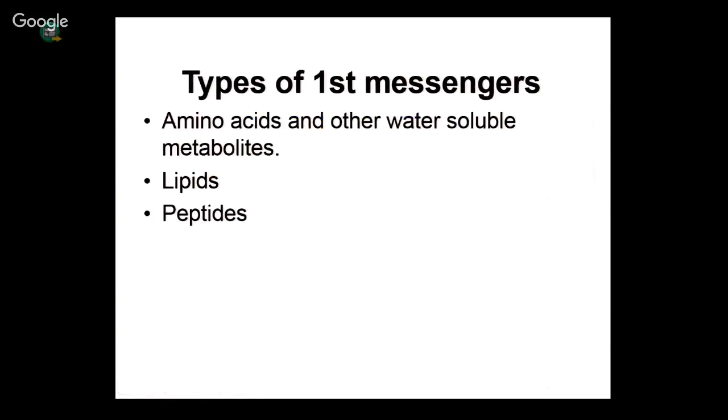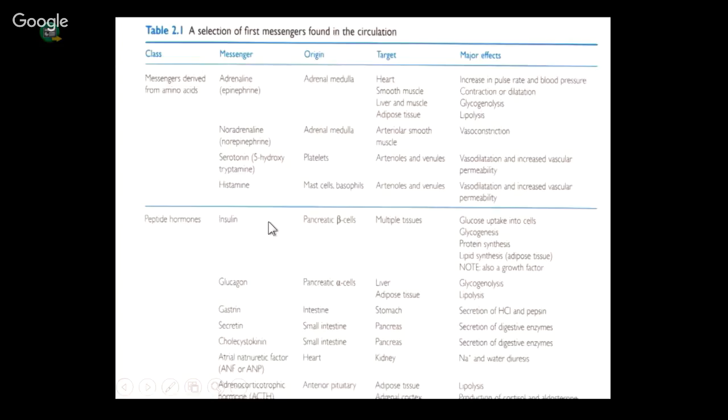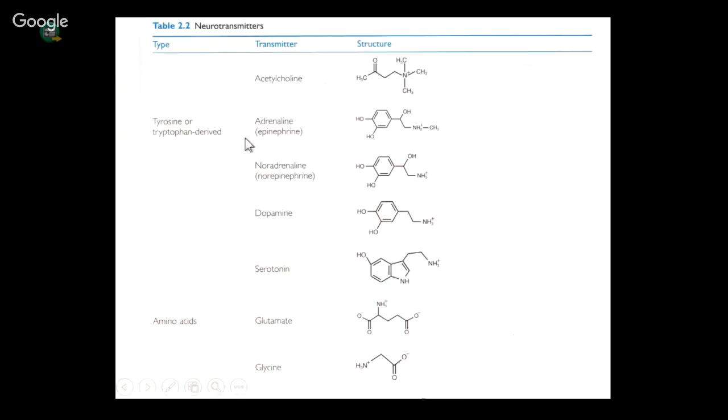And we have different types of the first messenger, including amino acids, water-soluble metabolites, lipids, and peptides. And different types of first messenger actually have very specific actions in the circulation. And this table, you can look at that, pretty much tells you many of them, including what we already talked about: adrenaline, noradrenaline, insulin, glucagon, and so on. And also, you have neurotransmitters, mostly tyrosine or tyrosine derived. Acetylcholine, ACh, is a very well-known neurotransmitter. Adrenaline, we already talked about it. Dopamine, serotonin, we already talked about those as well. And also, the amino acid neurotransmitters, glutamate and glycine as well.